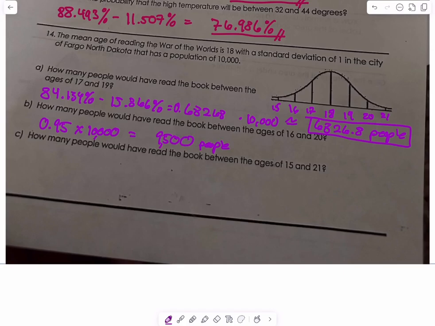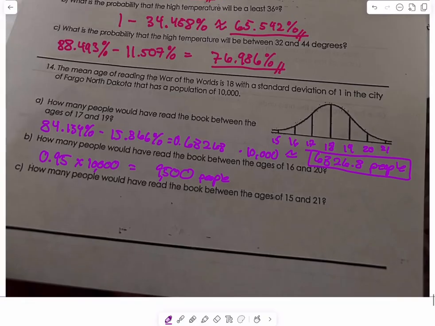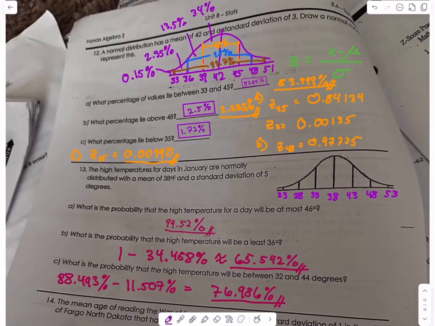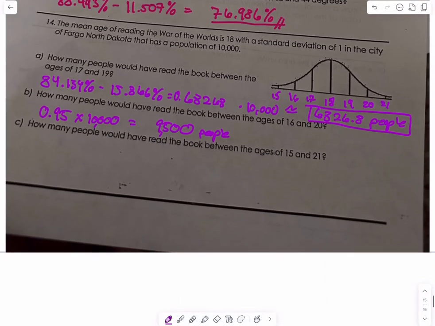So when you're working with the standard deviation, there's the whole 68, 95, 99.7 rule. 68% of the data is between plus or minus 1 standard deviation. 95% of the data is within 2 standard deviations of the average. And 99.7% of the data is between plus or minus 3 standard deviations of the average. How many people have read the book between the ages of 15 and 21? So that's the plus or minus 3.